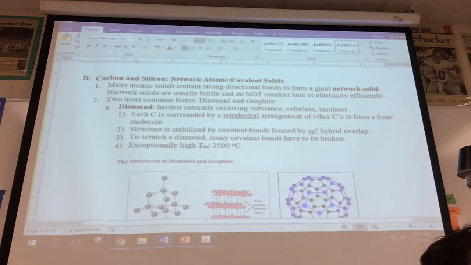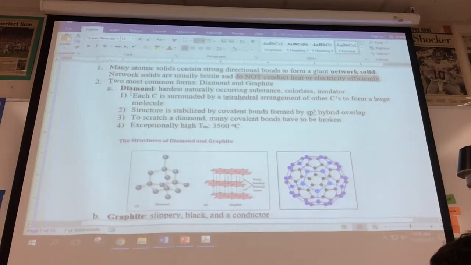Your network covalent solids, and this is what some of you started to get into a little bit. You're going to have very strong directional bonds, and you're going to get these huge networks. They're typically brittle, and they typically do not conduct heat or electricity efficiently. That's why I'm a little surprised with the ceramics comment, but we'll come back to that. One type is diamond. This is the absolute hardest. It's an insulator. Each carbon is surrounded by a tetrahedral arrangement.